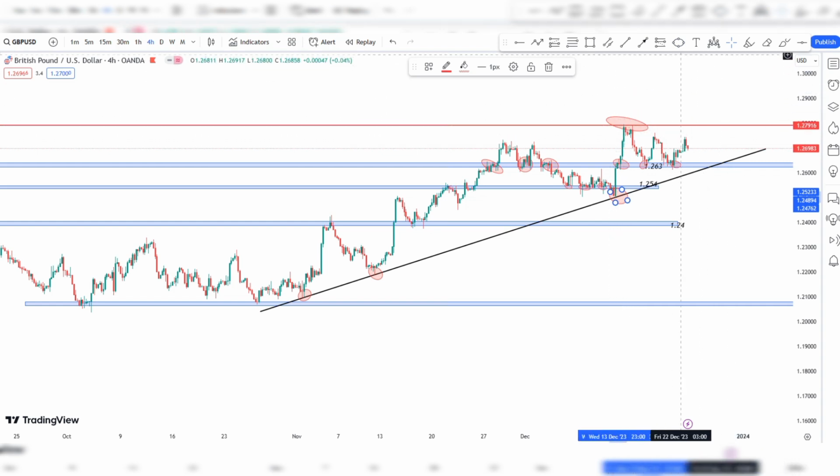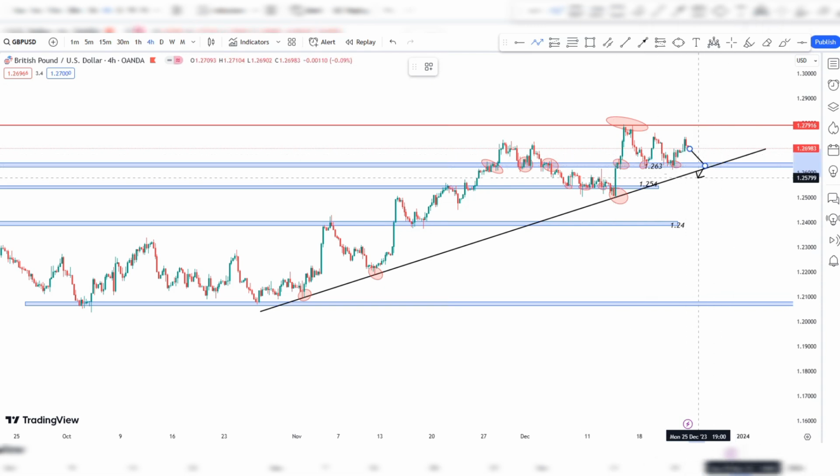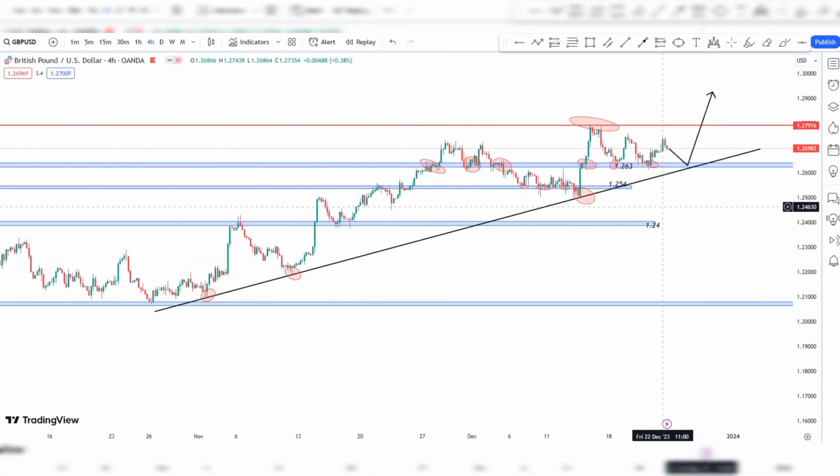And what we would expect is for price again to come back down towards the trend line slash this sort of support level here, touching this area and then bouncing to the upside, which is what I expect. So for GBPUSD, that's what I'll be looking out for, price getting down here and then I'm looking for a buy trade there.